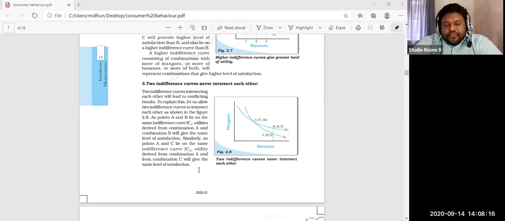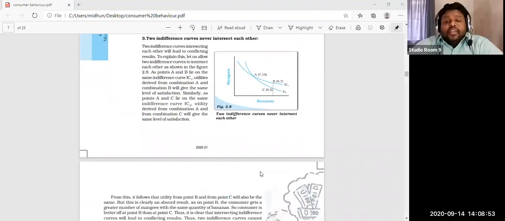Similarly, as points A and C lie on the same indifference curve, IC2, the utility derived from combination A and C is always equal to the utility derived from A and B. Both are the same only. So that is an imaginary concept. Basically, it will not happen. A consumer always chooses a higher indifference curve, or the bundle which has more quantity of the product, with more utility and more satisfaction.